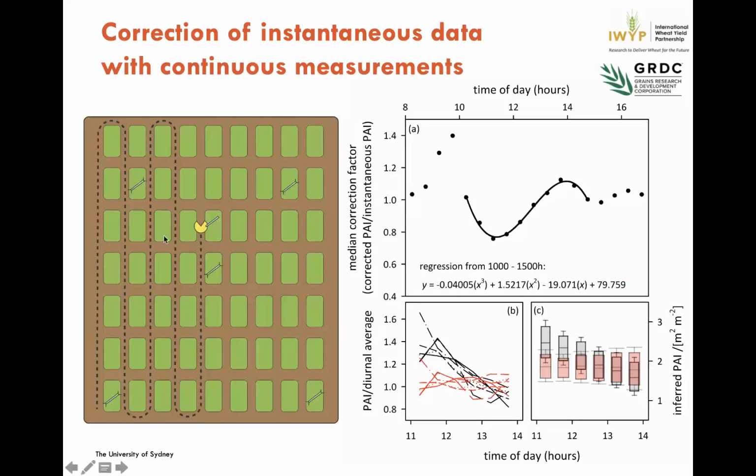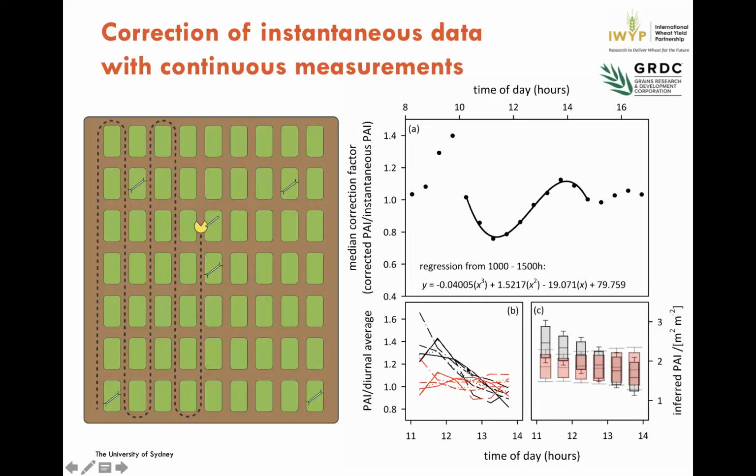So here's our Pac-Man again. He's walking around his plots as he was before, but this time we have continuously logging ceptometers in some of these plots. And from these continuously logging ceptometers, we can develop a site-specific correction function, which can then be used to correct our Pac-Man's instantaneous measurements.